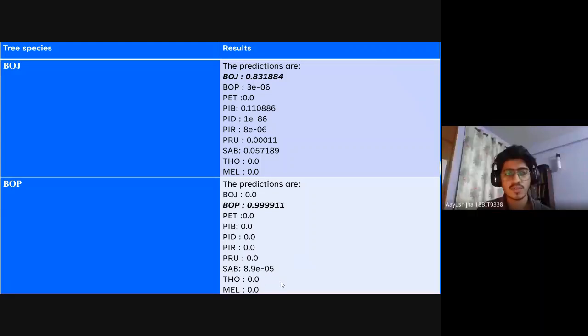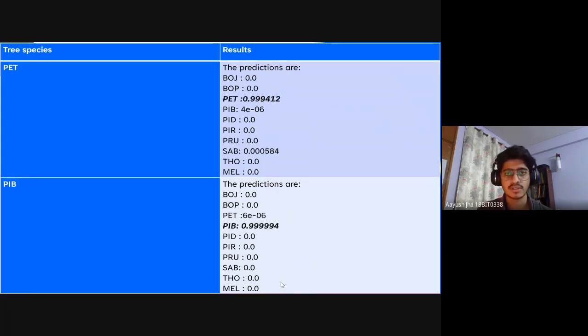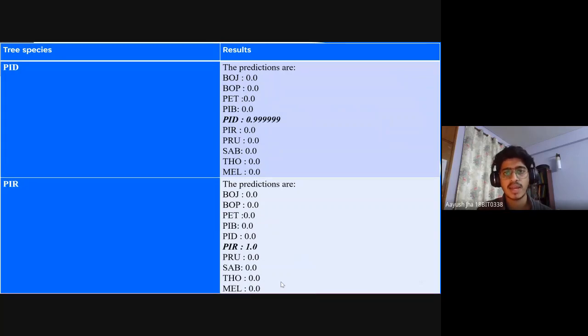So these are the results for the tree species that we had trained the model on. On the right-hand side, you can see the predictions, and the value for the particular tree species is highlighted. As you can see, for the first tree species, which is codenamed BOJ, the accuracy is 83%. For the following, the accuracies are 99%, 99% again, 99% again for the PIB code name. Then for the PID, it is very close to almost 100%.